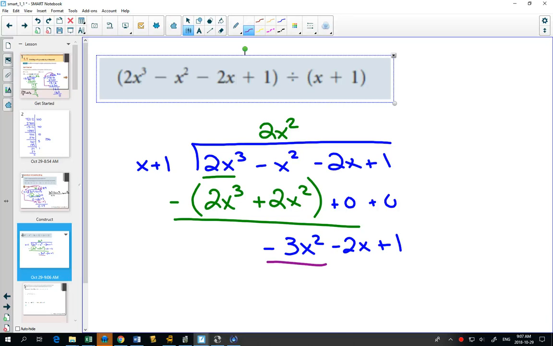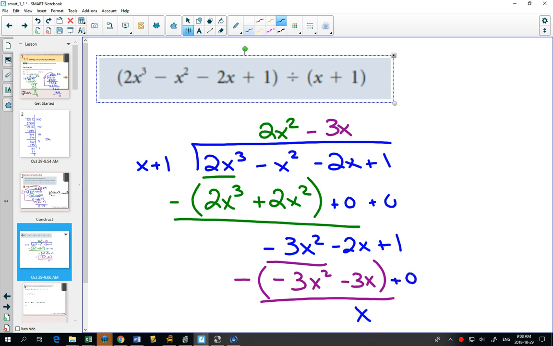And we're just going to keep repeating the process until we can't do it anymore. Is there something you could multiply x plus 1 by to get minus 3x squared? Negative 3x. So that'll go over our x column, negative 3x. And we multiply it and we get negative 3x squared minus 3x. Put it in brackets to subtract. And negative 2 minus a negative 3 is, you can write a plus 0 there.